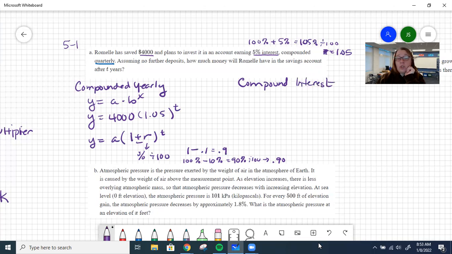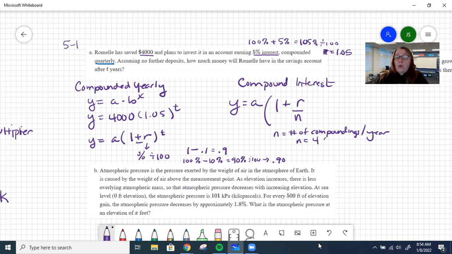The way we're going to tweak this formula is we'll still have the A, and then we'll have 1 plus, since you're always earning interest. And because that rate is going to be split based on how many times the interest is compounded, in this case it's 4, but it could be compounded monthly or daily or weekly, right? So I'm going to say N, and N is going to be the number of compoundings per year. So for example, N equals 4 would be quarterly, okay?